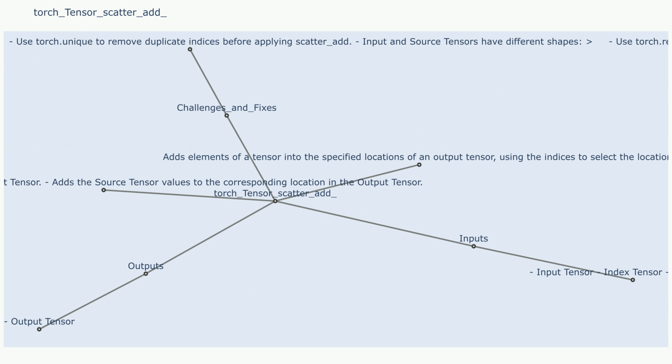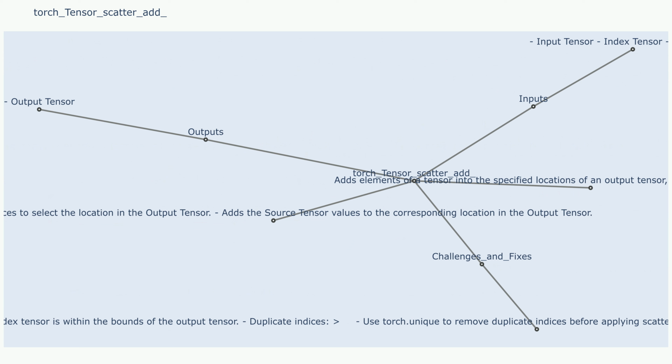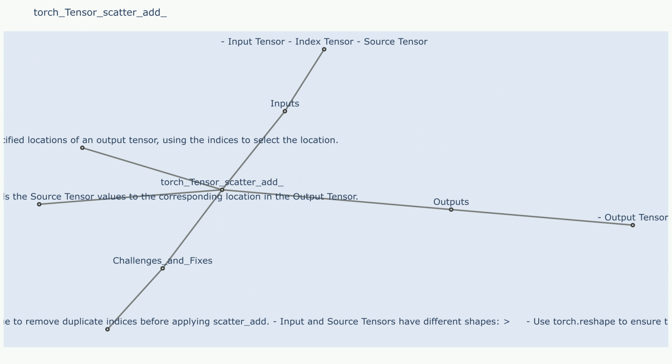Step 1: the function iterates through each element of the index tensor. Step 2: for each index, it retrieves the corresponding element from the source tensor. Step 3: the retrieved element is then added to the element in the destination tensor at the index position.